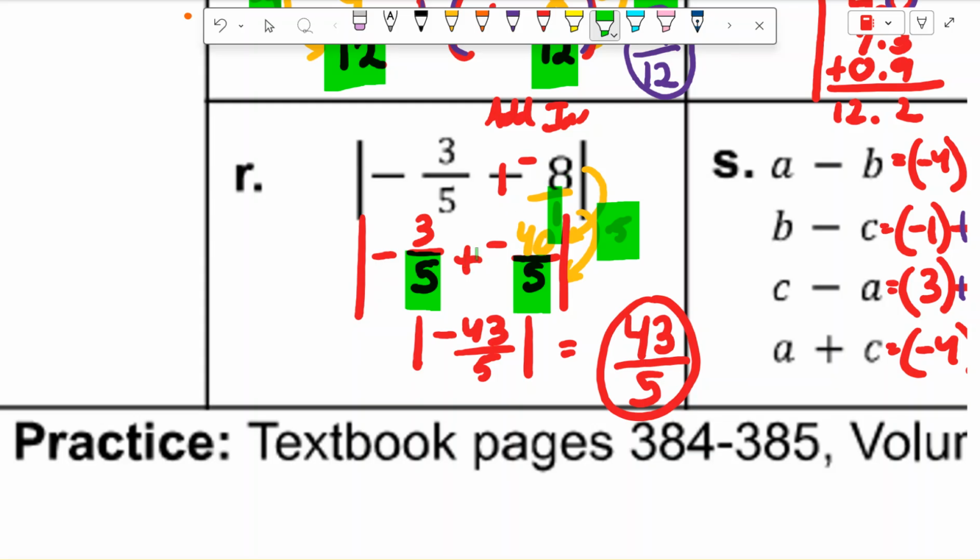I bring down the subtraction sign, and I added to inverse them, so I added to inverse down here. I keep this negative sign right here, don't lose that. And now it's negatives plus negatives gives you more negatives. So negative 3 plus 40 more negatives gives you 43 negatives. So now I have negative 43/5, but now I'm going to use the bars. And the absolute value of negative 43/5 is 43/5.